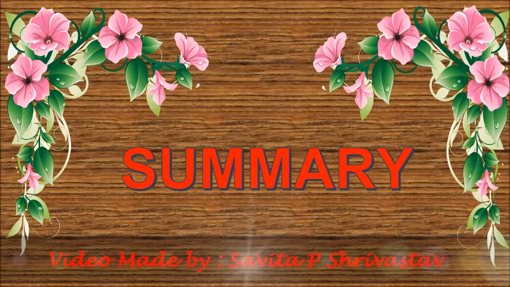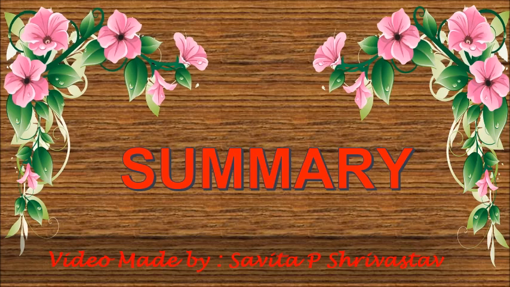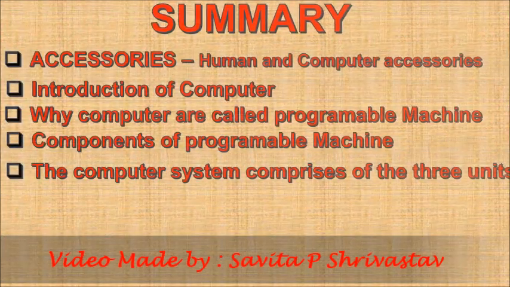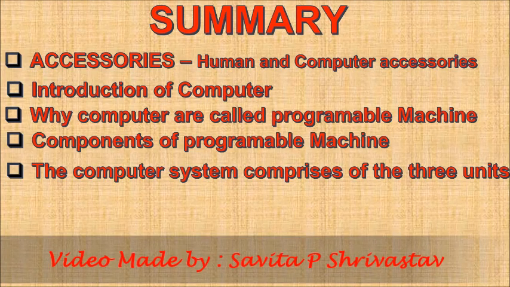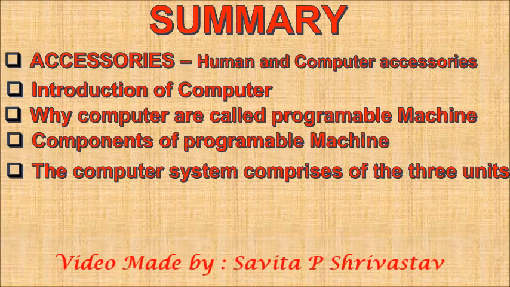Summary for Chapter 1, Computer Accessories, Part 1. So students, today we learned accessories, that is human accessories and computer accessories. Introduction of computer, why computers are called a programmable machine, components of a programmable machine, and the computer system comprises three units. So all these topics, I hope you all understood.